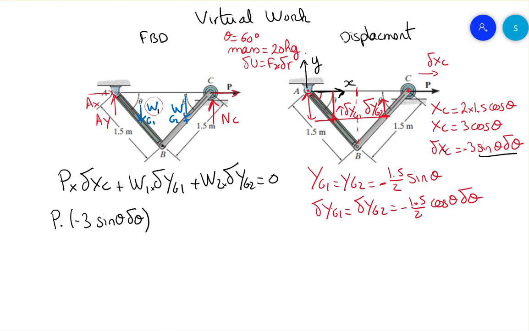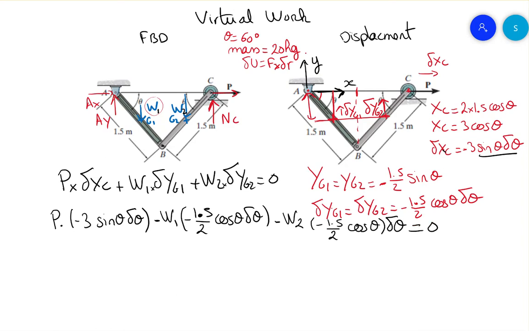Let me look at the other one with W. So W1 is going negative, so minus W1, and delta yG is equal to minus 1.5 divided by 2 cosine theta delta theta. Oh, that will be correct because this one will be positive and this one will be negative. And for the W2, W2 is going down, so minus W2, and the delta yG2 is also minus 1.5 divided by 2 cosine theta delta theta. And everything is equal to 0. Something is a bit weird there, but the product P times minus 3 will be negative, and this one the product will be positive, and this one the product will be positive.